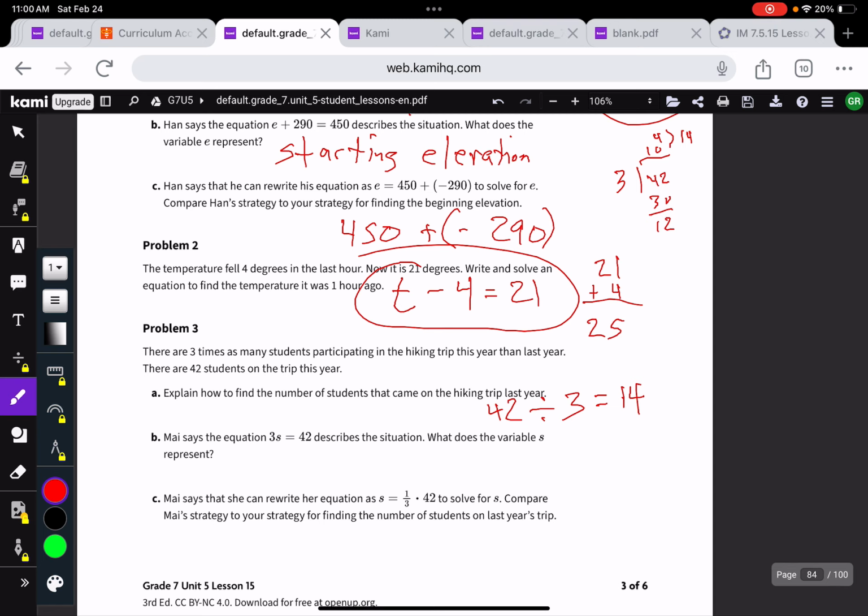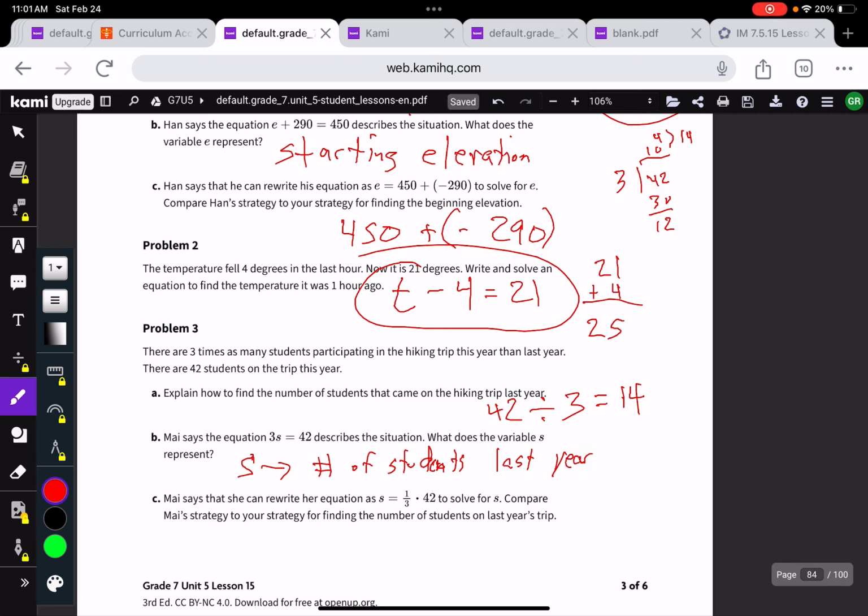My says the equation 3s equals 42 describes a situation. What does s represent? Well, 3s equals 42. I see the number 3. I see 42. What do we think s is? 3 times what is 42? Hopefully we say s stands for not just the number of students, but the number of students last year.